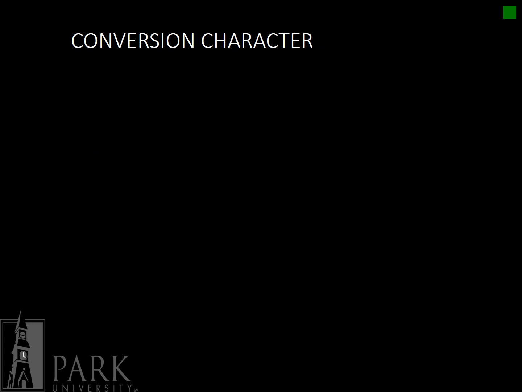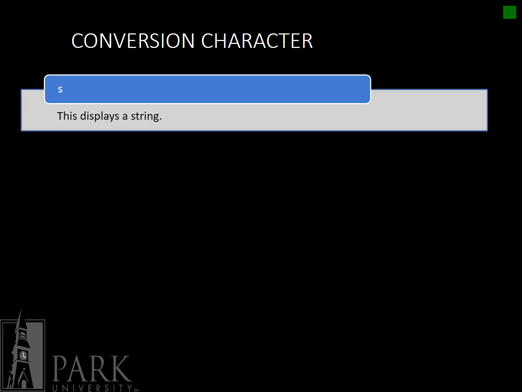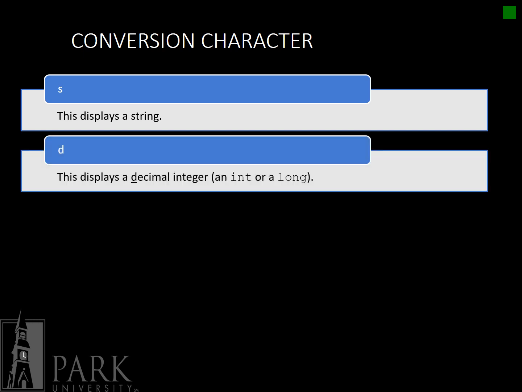So, what the heck is a conversion character? Well, the conversion character tells the Java virtual machine, or JVM, you should know that by now, the type of the thing that is going to be printed. All right, so S is a conversion character, and that's going to tell us that the output is going to be a string. We also have D, and that tells us that it is a decimal integer. All right, and this is kind of confusing, but it is an int or a long. Why it's not an integer, I don't know. It's just a decimal integer, so D. So you're going to have to remember that.